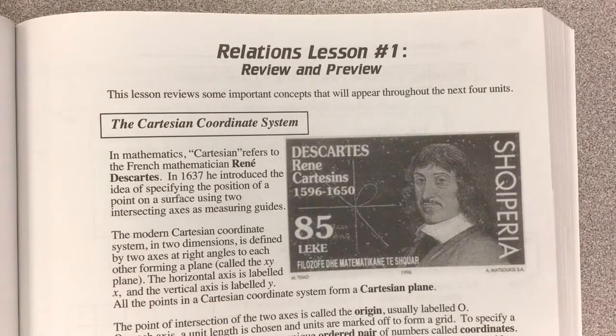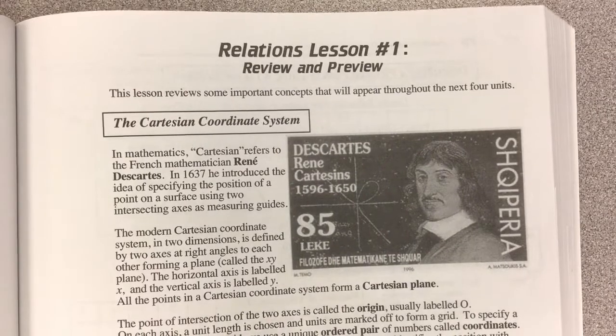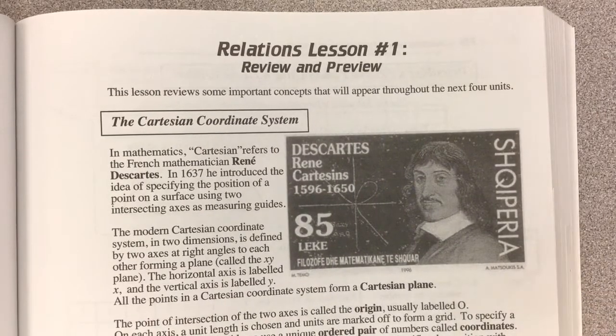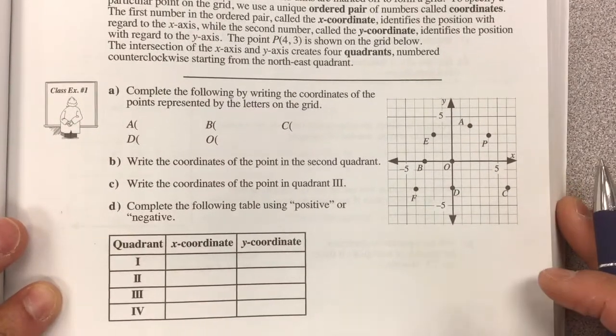Welcome to lesson number 1 of relations. We're going to be looking at the Cartesian coordinate system. And the Cartesian coordinate system is a 4-quadrant graph. And this 4-quadrant graph is going to look something like this.